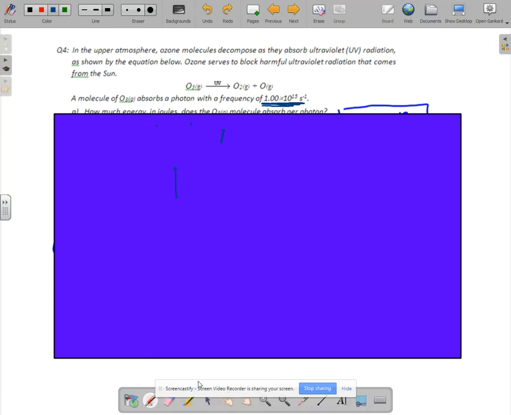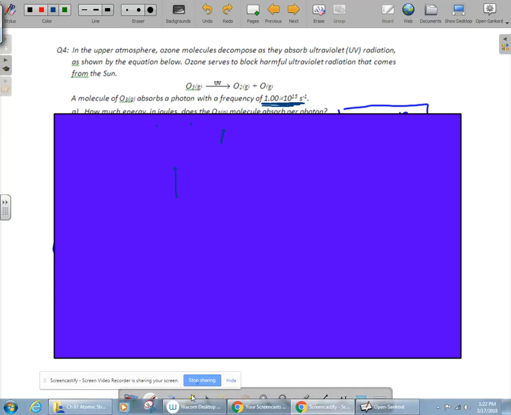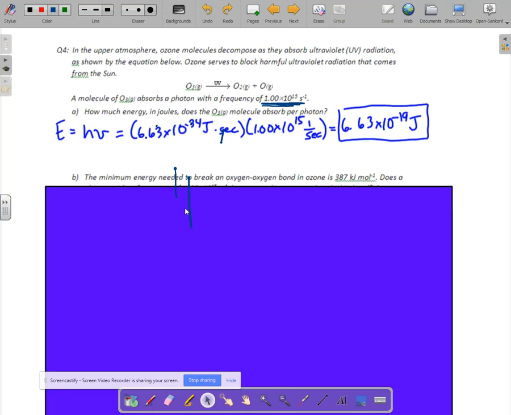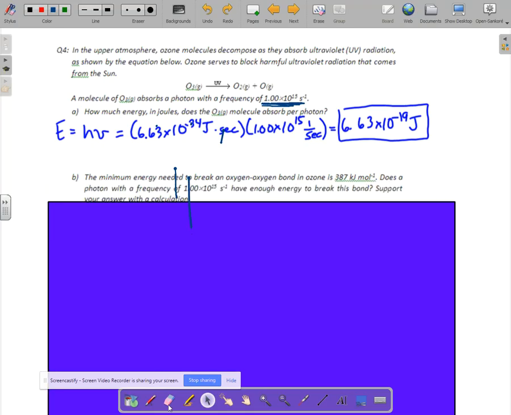That's pretty easy. We're going back to those formulas we used earlier. Sorry about the random lines on the screen. E equals Planck's constant times the frequency. Now, do keep in mind this is the energy per photon. So Planck's constant times the frequency, and we get this very small joule value because it's just per one photon.